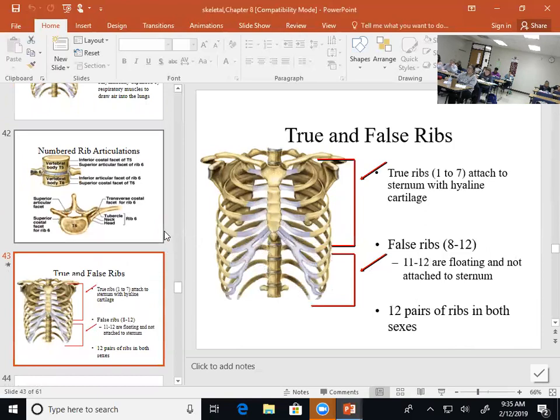So I would just have out a rib, and I think everybody's going to get that one, right? You know how to spell it. And I'm going to have out one of these common looking ribs.